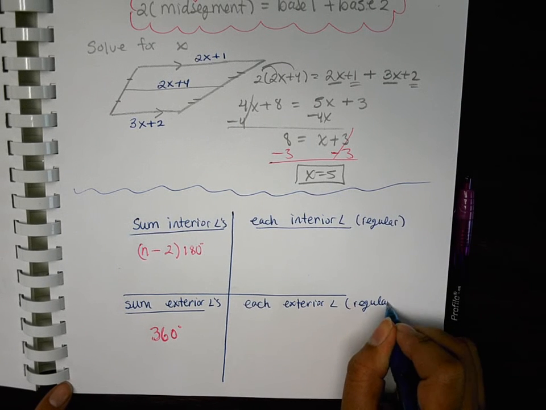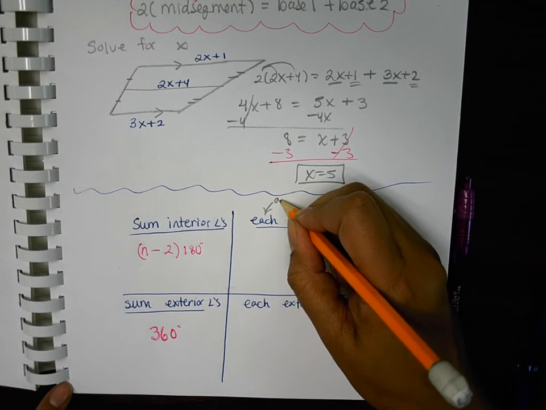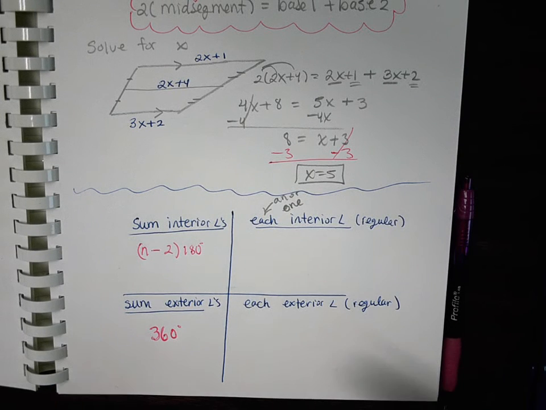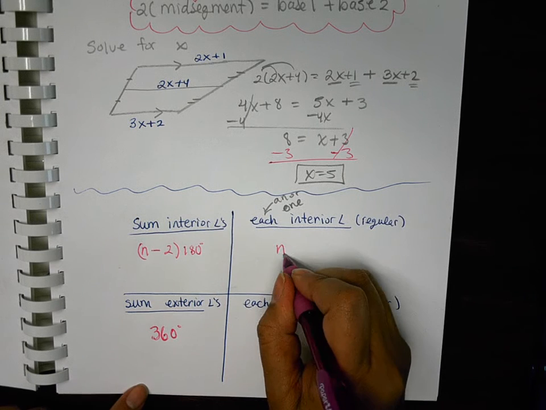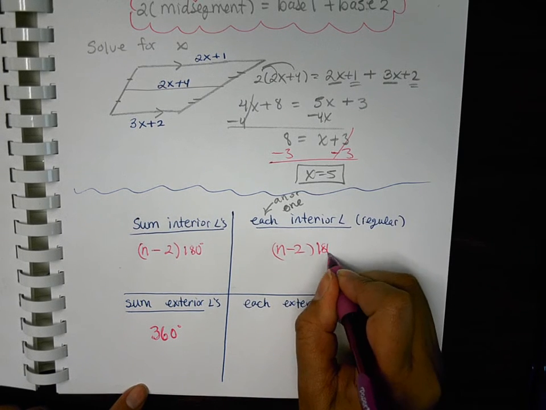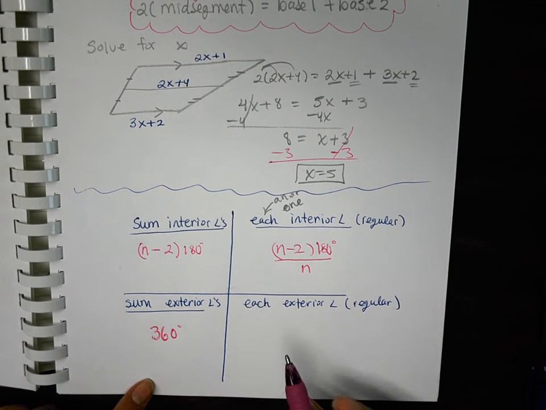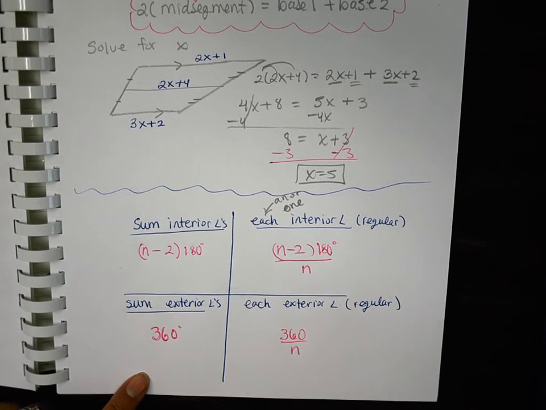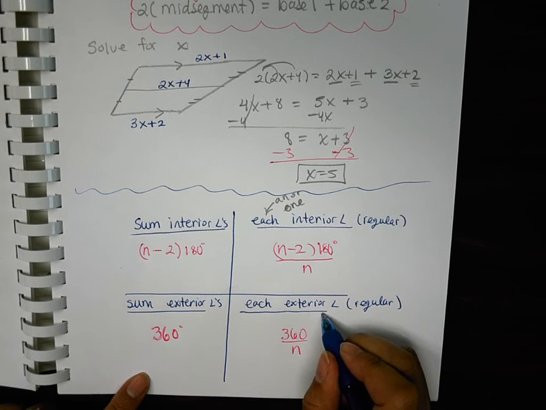Regular. All right. What's another word they're going to use instead of each? We talked about it last time. An or one. All right. Now, if I'm looking for one angle, what do I do with this n minus 2 times 180? Put it over n. If I divide by the number of angles or the number of sides, will it give me the measure of each individual angle? Yes. Same thing here. I take the 360 and divide it by n. Again, if 360 is the total of all of them put together, and I divide by the number of angles, will I end up with each individual angle?